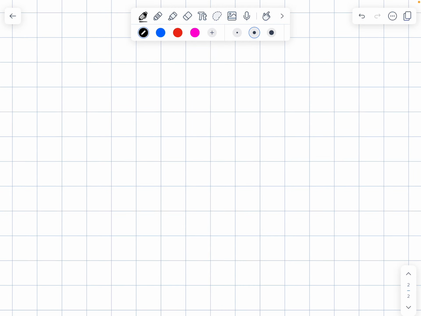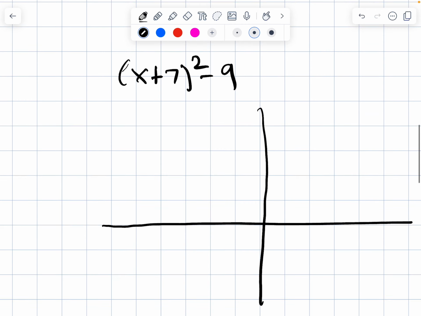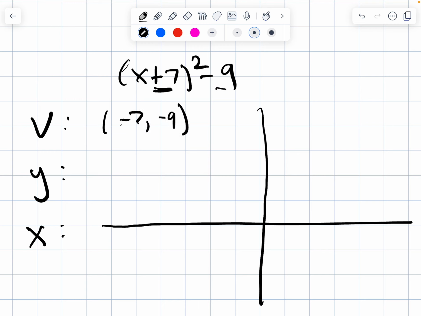Question number 10 looks like this: (x + 7)^2 - 9. Now, there is a trick on this one that's going to make your life a lot easier. What we're going to do is plot the vertex. So we've got our vertex, our y-intercept, and our x-intercepts. Our vertex is going to be the opposite of this one: -7 and then -9. So we're going to plot that point, (-7, -9). So it's going to be somewhere over here.